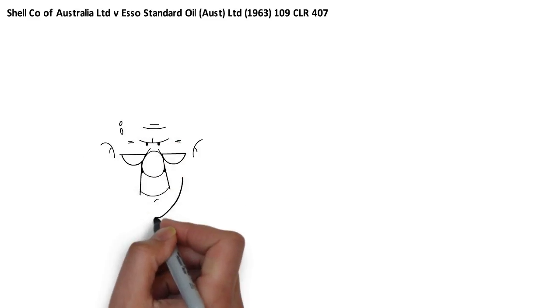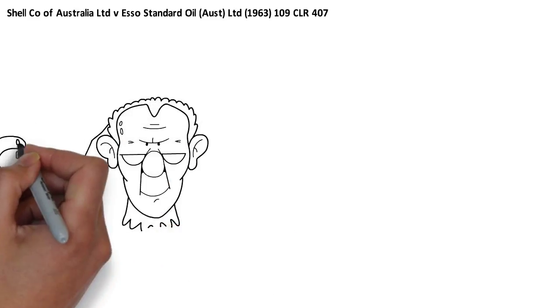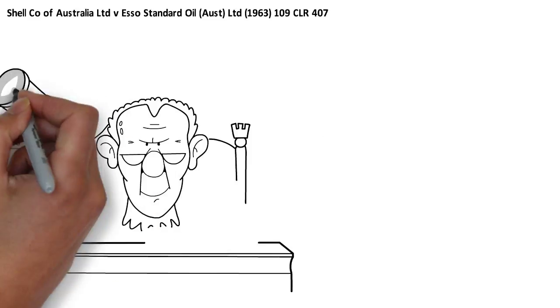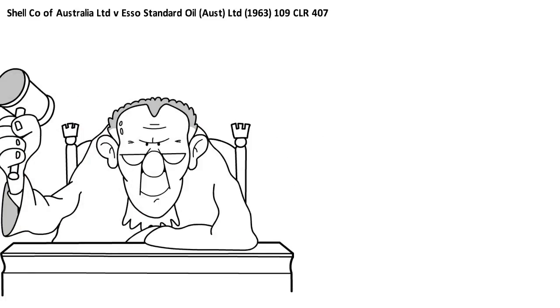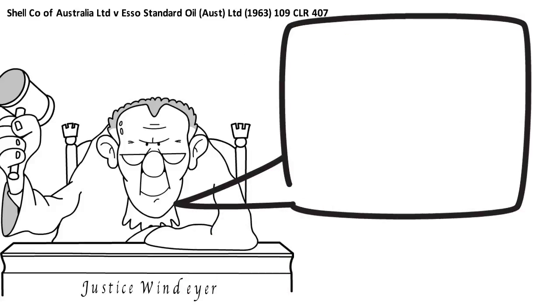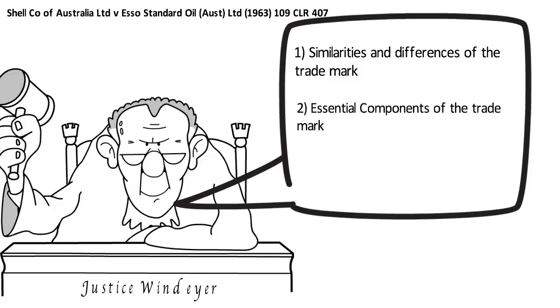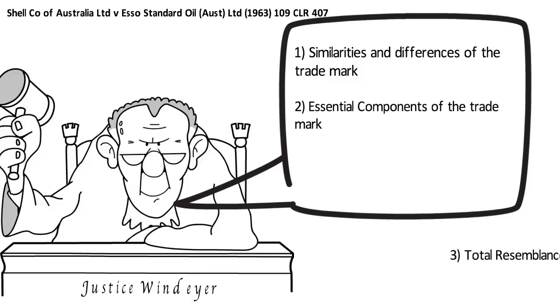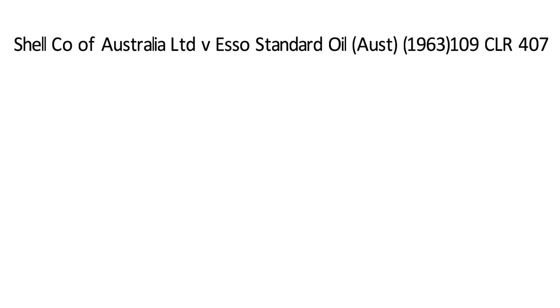The most important judgment for substantial identity comes from Shellco and Esso Oils. Although this case went to the High Court, the most relevant judgment is from Justice Windeyer in the Court of Appeal. This test simply involves a side-by-side comparison of the similarities and differences of the trademark infringement, then assessing whether these are essential components of a registered trademark, and finally, evaluating the total resemblance of similarity or dissimilarity that emerges from the comparison. I will first use Shellco as an example to aid my explanation.